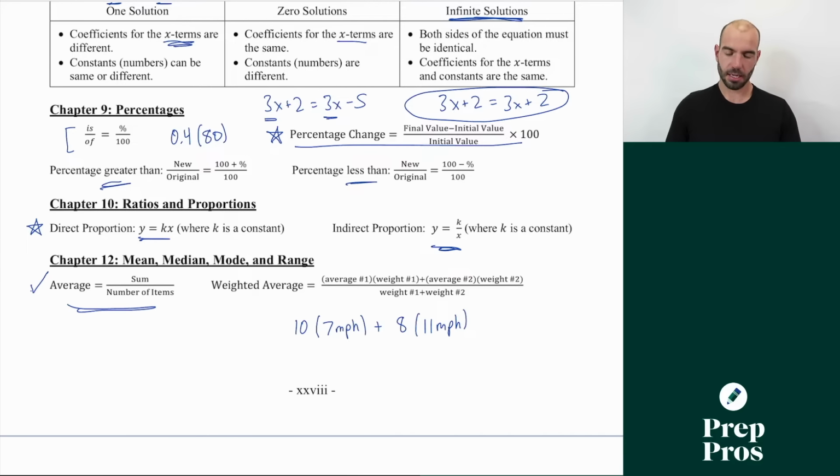So if I want to find my average speed, again, 10 minutes, 7 miles per hour, 8 minutes, 11 miles per hour, we're going to take our average times weight, and here the weight is minutes, plus average times weight, and divide it by the total weight, which here is the total amount of time. So I would divide that by 18, and that would get me straight to my answer. So a really helpful one to solve a lot of those last 10 or 15 weird averages questions in the test.